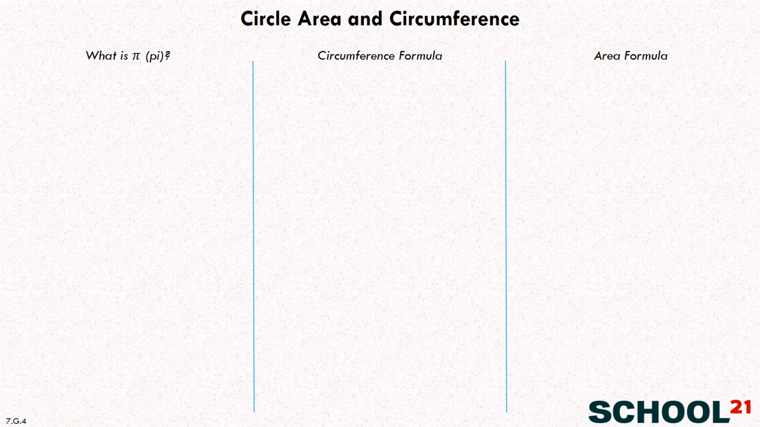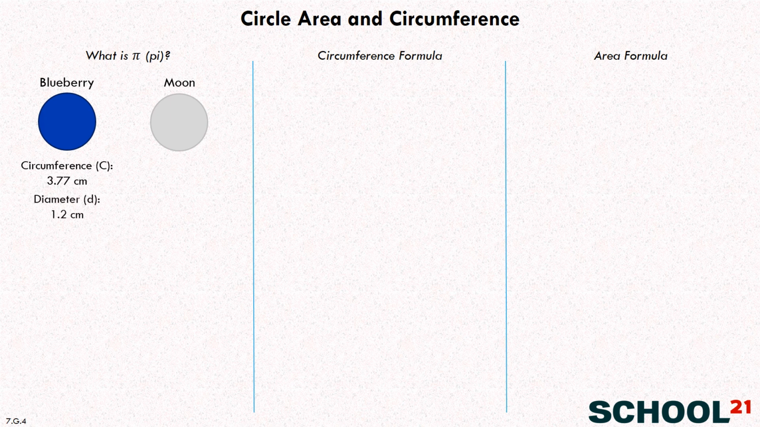So first, let's talk about this thing pi. Now, I've drawn two diagrams here. One represents a blueberry, or the picture of a blueberry from a distance. That's a circle. And the other one is the moon, the Earth's moon. And you can see that both are circles. And if we were to measure the blueberry, it has a circumference, so a distance around the circle here, of 3.77 centimeters. And it has a diameter, so that's the distance across the circle through the center of the circle, of 1.2 centimeters. Okay? Now let's look at the moon.